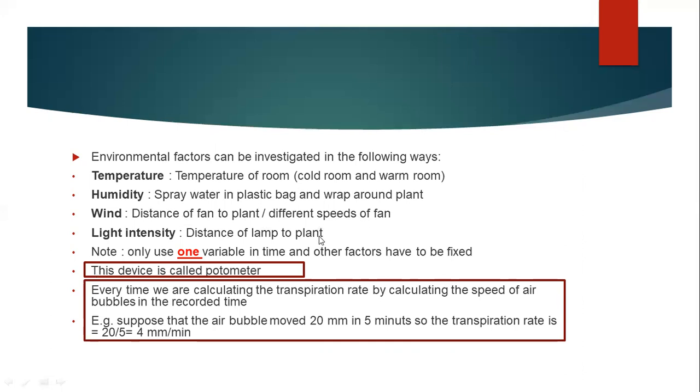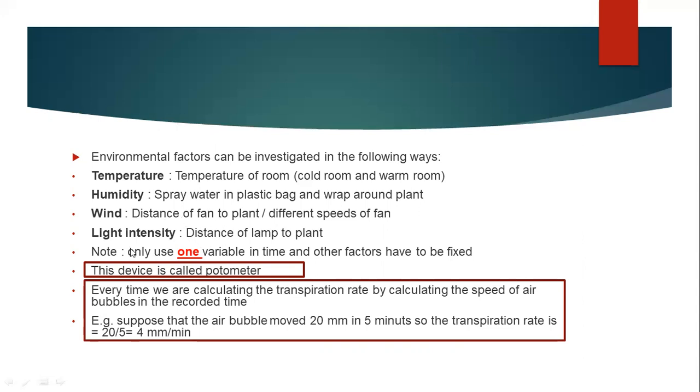Light intensity, distance of lamp to plant. But here, remember, there is a special situation because the light intensity is inversely proportional to the squared distance. Remember this, we took it before, in light affecting the movement in and out of the cell. So light intensity is inversely related to the squared distance and not the distance.